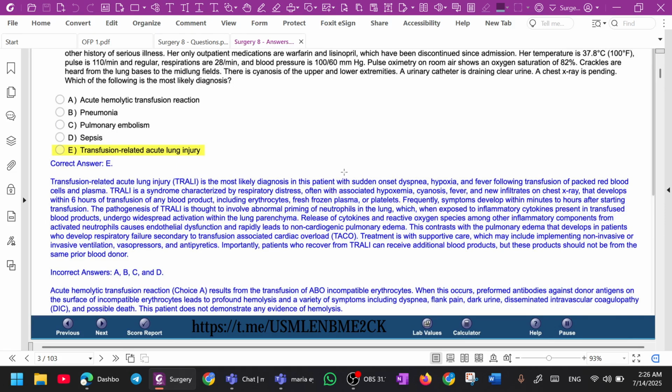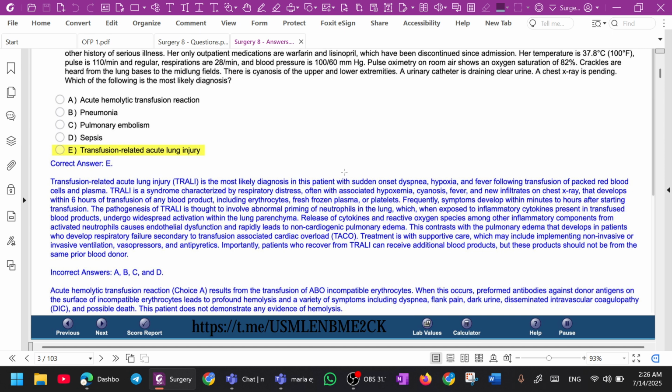Acute hemolytic transfusion reaction results from transfusion ABO incompatibility. When this occurs, preformed antibodies against donor antigens on the surface of erythrocytes lead to profound hemolysis and a variety of symptoms such as dyspnea, flank pain, dark urine, and DIC. And it's not, what was it?